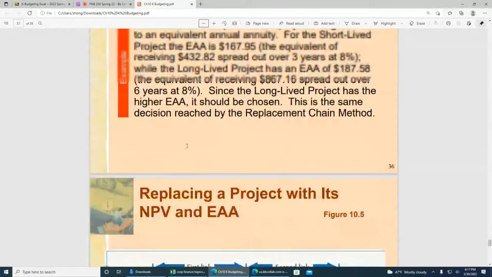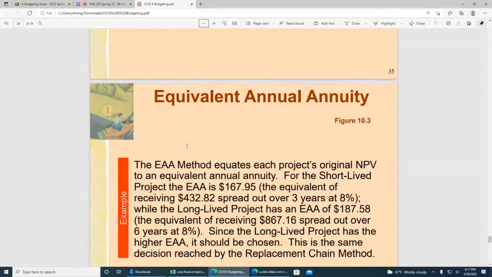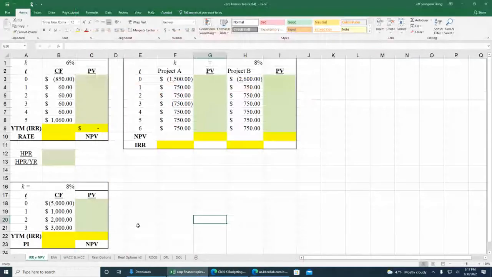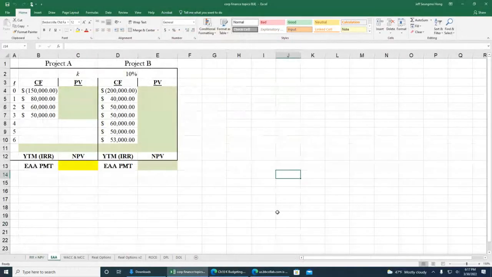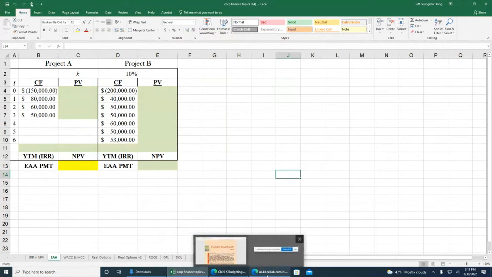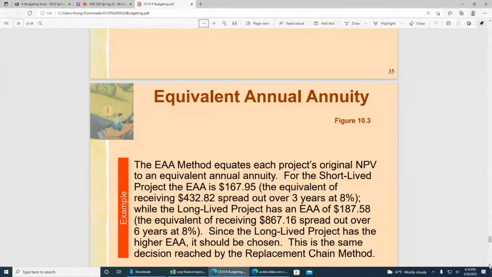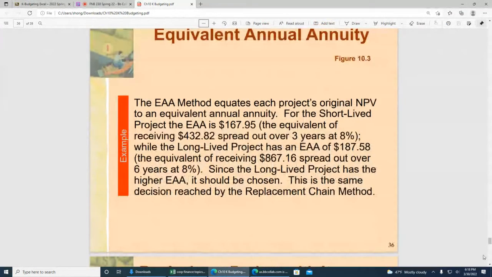And then, so let's try that first, right? Let's try that with Excel first. So if you download, you may download. Oh, okay. This one is actually equivalent annual annuity. So I think I didn't make that example. So please download this file if you haven't, right? I didn't make that example, huh? Okay, so let's do the equivalent annual annuity.